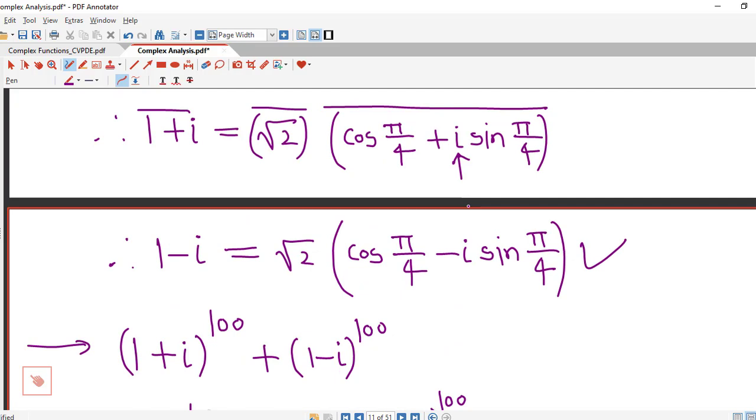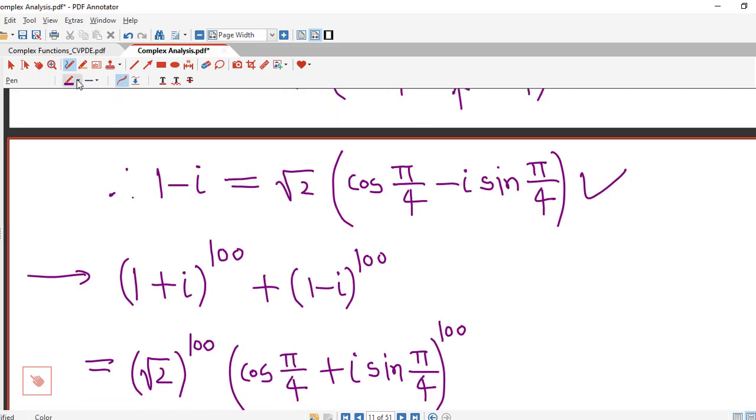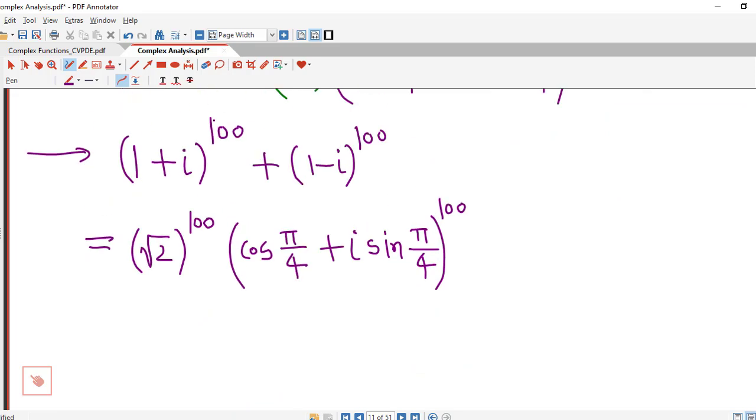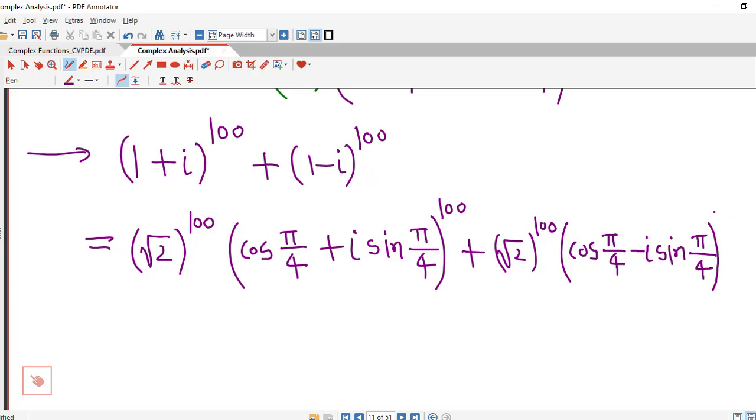Same thing for 1 − i. Here also we are taking the 100th power. So (1 − i)^100 will be equal to root 2 raised to 100 times (cos π/4 − i sin π/4) raised to 100. So that we write here plus root 2 to the power 100 times (cos π/4 − i sin π/4) to the power 100.